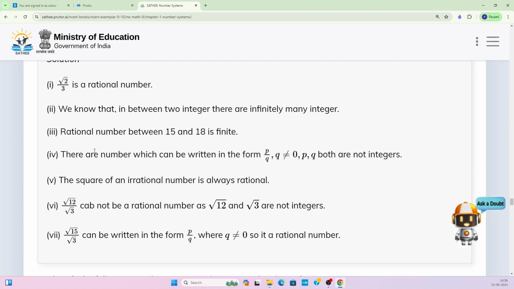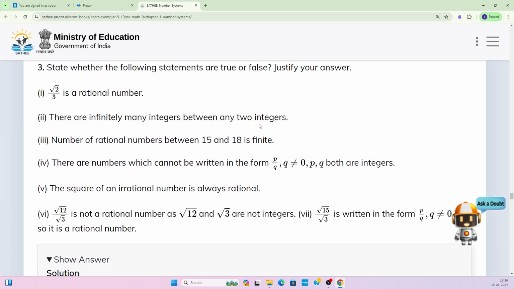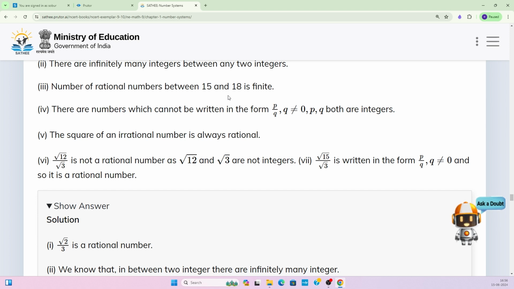In the first statement, root 2 by 3 is actually an irrational number. So this statement is false. And in the second statement, there are infinitely many integers between any two integers. No, this is not true. Actually, between two integers there are no integers necessarily. And the third statement, the number of rational numbers between 15 and 18 is finite. This is false, because between 15 and 18 there are infinitely many rational numbers.